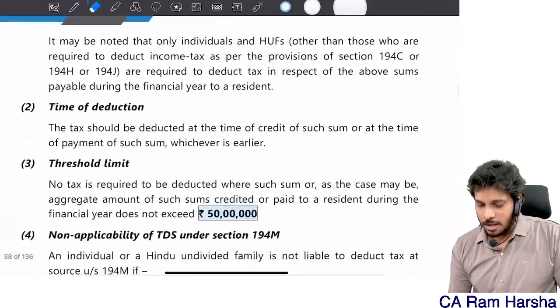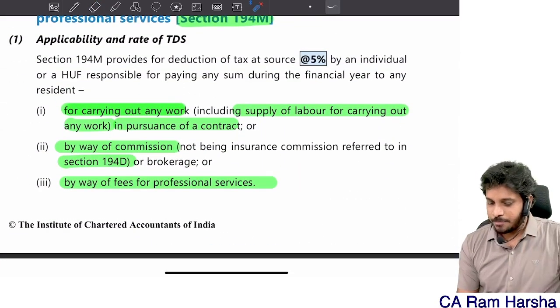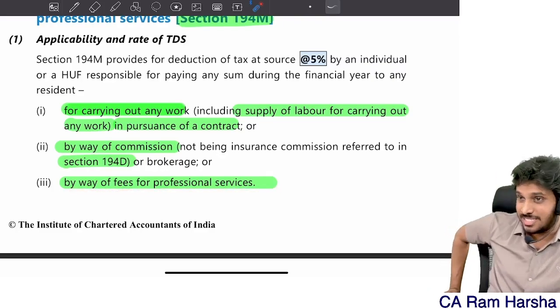Next. Then 194M, only 3 types of fees: 194C related, commission 194H related, professional services 194J related.